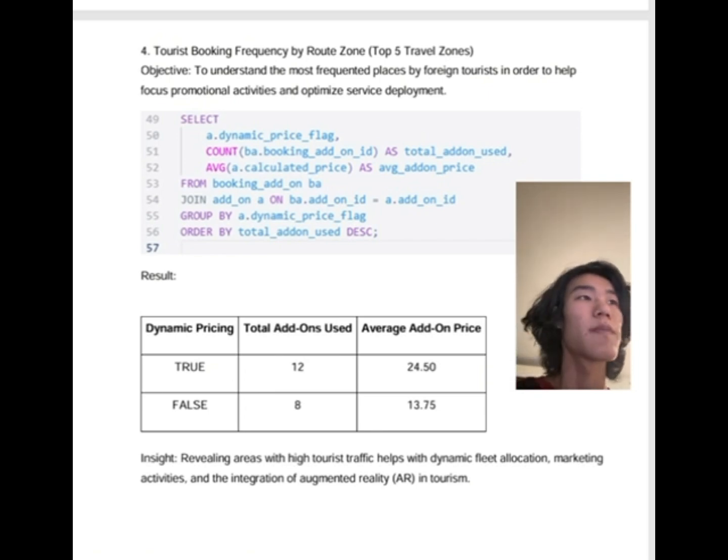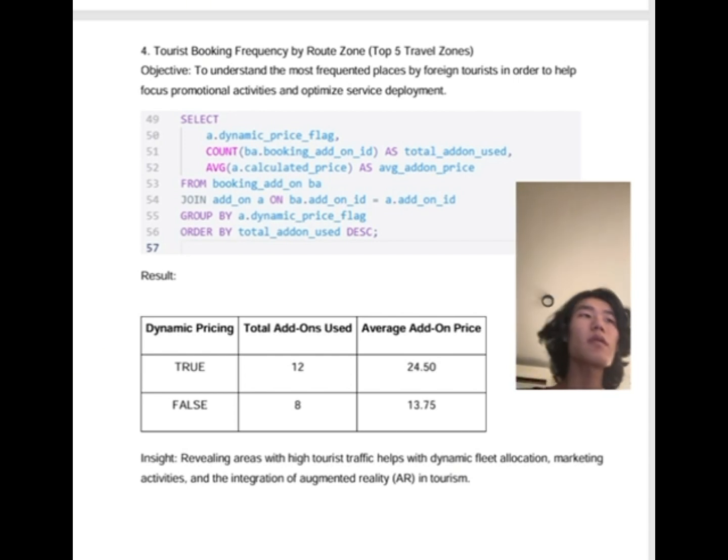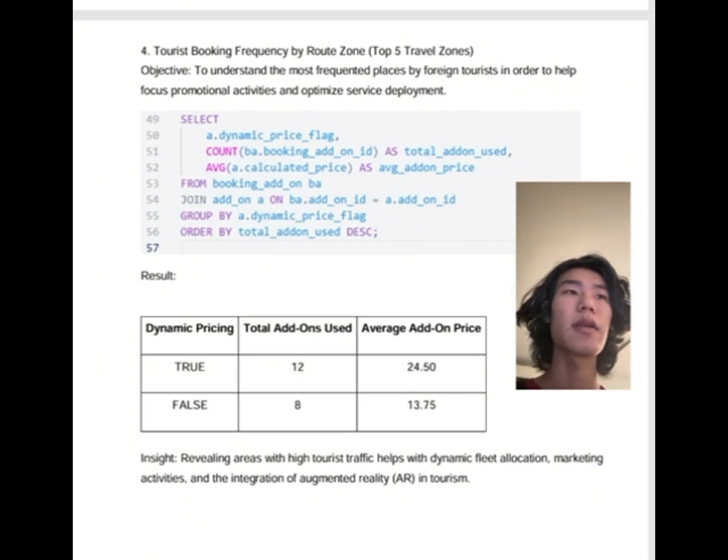13.75. The analyzed result indicated an important point. The dynamic pricing stages are more capable of stimulating tourists' willingness to use additional service. This might be because dynamic pricing can better reflect market supply and demand, making the service more active.